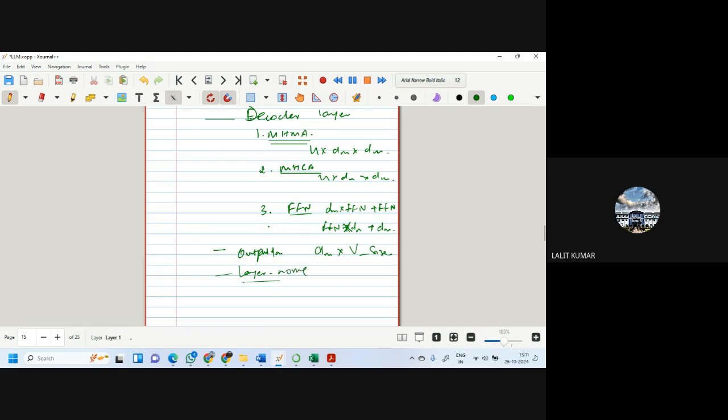So here how many layer norms will be there? In MHMA one layer norm will be there, one MHCA layer norm will be there, and one FFN layer norm will be there. In the encoder it was 4 into D model, and here how much will it become? 6 into D model per layer. Is that okay? Yes, got it.